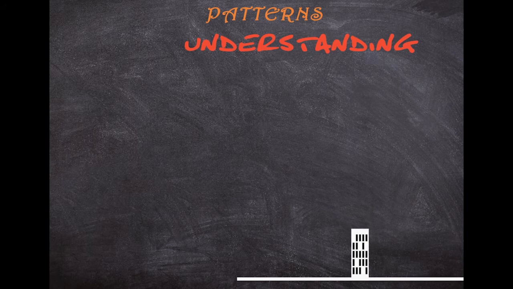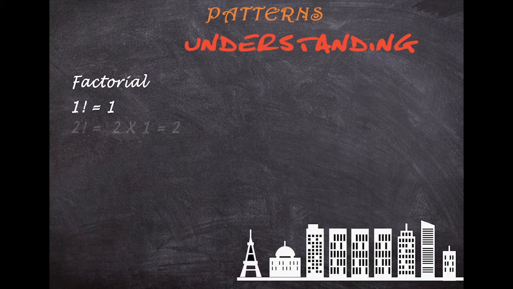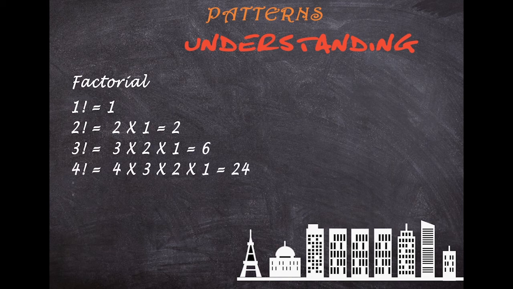Like when you multiply something by 2, the thing doubles itself. When you multiply the same number by 3, it triples itself. So at the end of the day, it's all dependent on patterns. Now let's take an example for our topic, factorial. Factorial of 1 is 1. Factorial of 2 is 2. Factorial of 3 is 6. Factorial of 4 is 24, and so on.